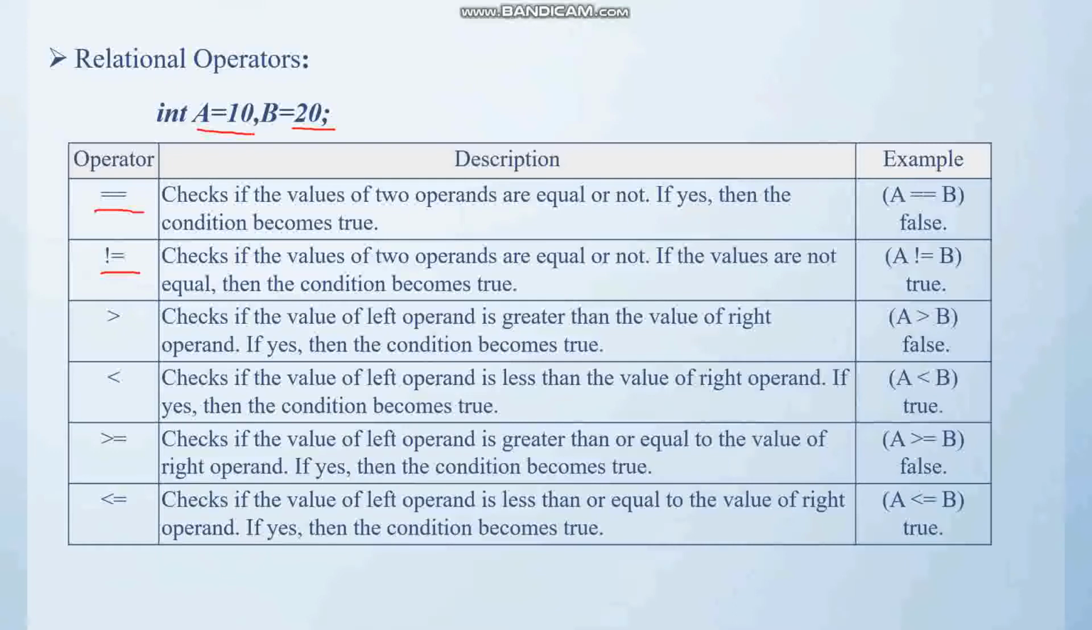In the same way it generates results for the other operators: a greater than b, false; a smaller than b, true; a greater than or equal to b, false; a smaller than or equal to b, true. So it generates the result in terms of true and false. And I give you one trick here: understand false as 0 and understand true as 1.